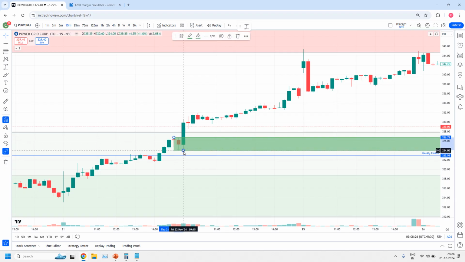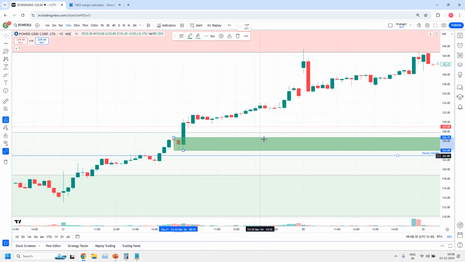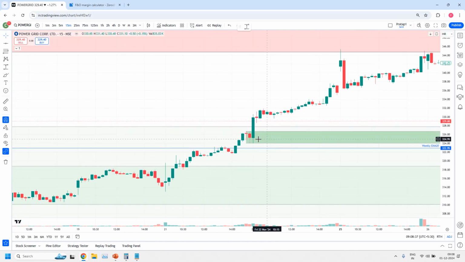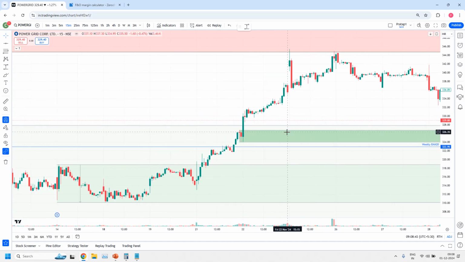This is the 15 minute zone, rally, base, rally. Probably this might be having some order flow. It may give you a short-term trade or intraday opportunity. After that, this will be violated and then it will get into our actual zone.